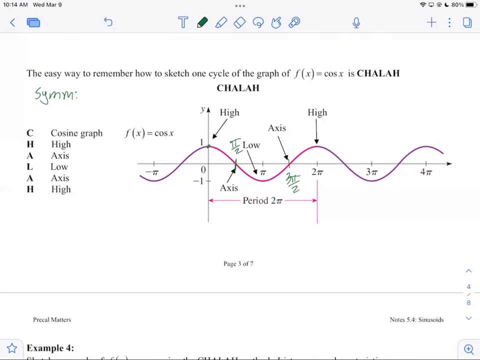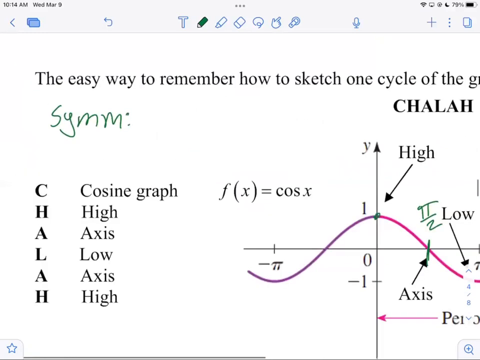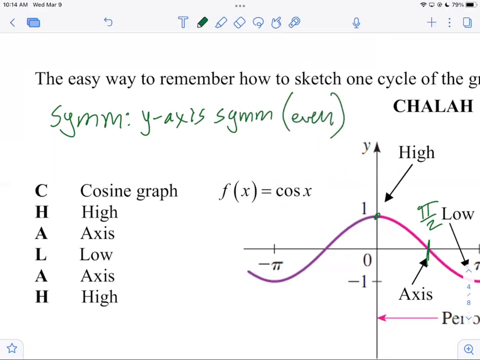But does it have the other type of symmetry? And what is that symmetry? Y-axis symmetry, does it have it? Yes, it does have the folding symmetry. If you fold it on the Y-axis, it'll coincide. So it does have Y-axis symmetry. Let's write that down. Y-axis symmetry. Which means it's what type of function? Even. Odd functions are origin symmetric, even functions are y-axis symmetric.